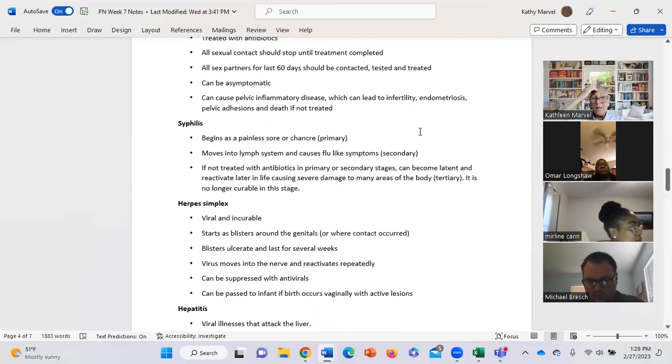Syphilis, what's this? It begins with a painless chancre. It moves into your lymph system, causes flu-like symptoms. If not treated with antibiotics in the primary or secondary stages, it definitely can become latent and reactivate later in life, causing severe damage to parts of your body. At that point, it's no longer curable. The other thing with syphilis is with pregnant women, right? If a woman has active syphilis and is not treated during her pregnancy, that could present very big negative outcomes for the fetus.